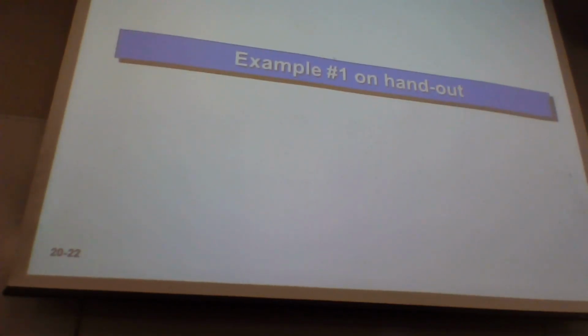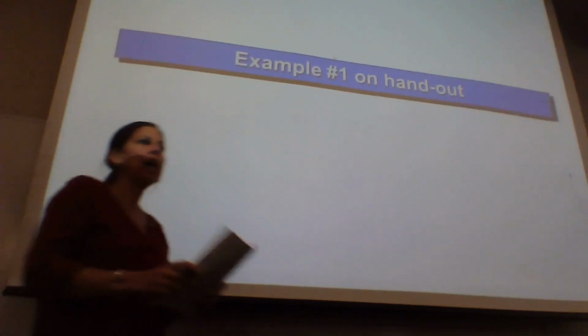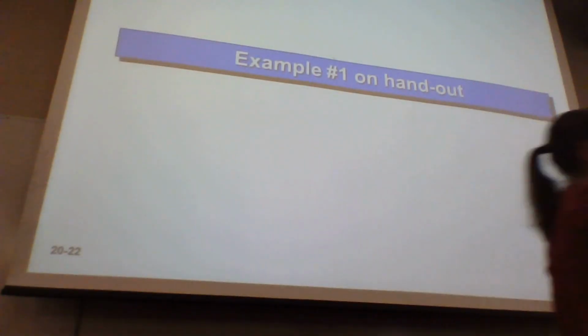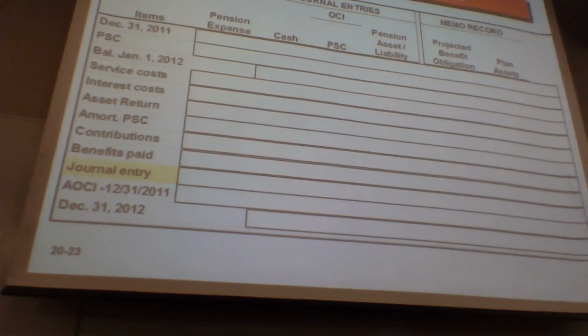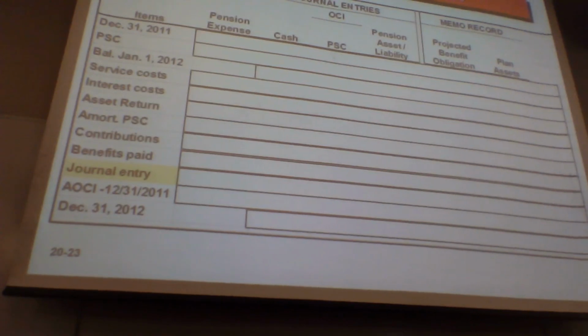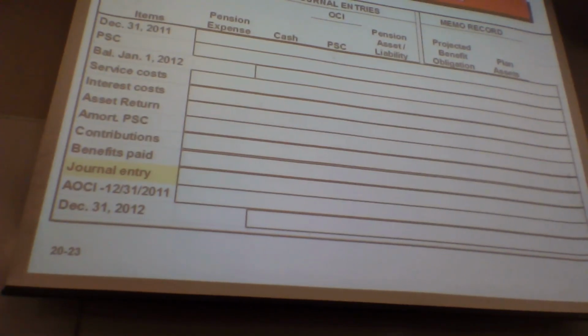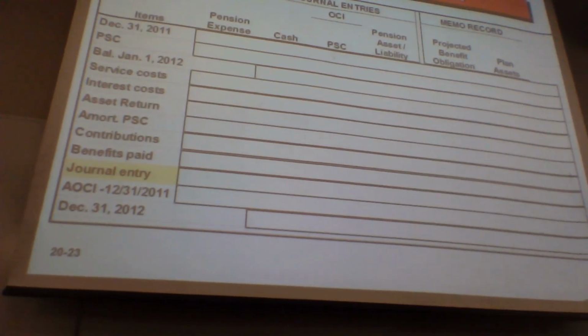So for those of you who don't have the given information, oh, I forgot to bring a blank pension worksheet for you. I'm sorry, I meant to do that. Because it's kind of nice to have this little setup, so you can just write in each of the things. I apologize. It's nice to have it all laid out this way.